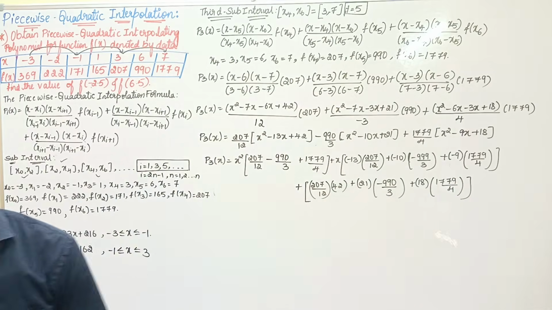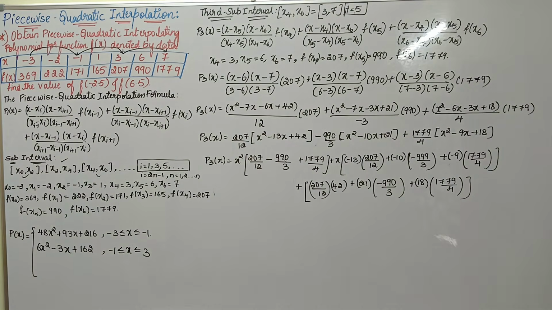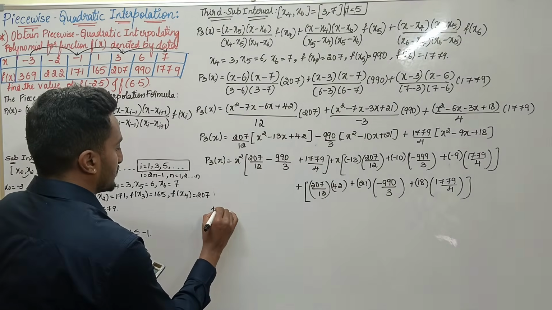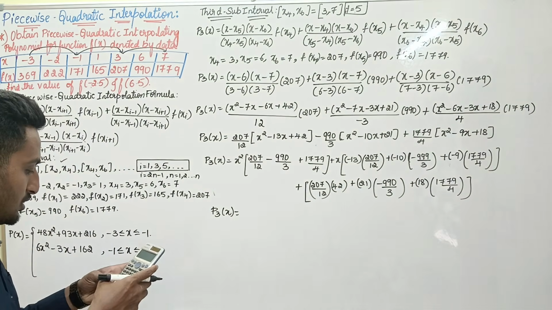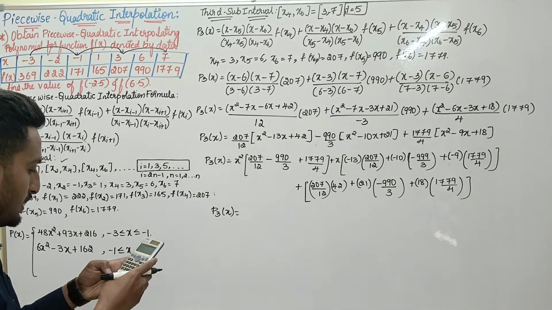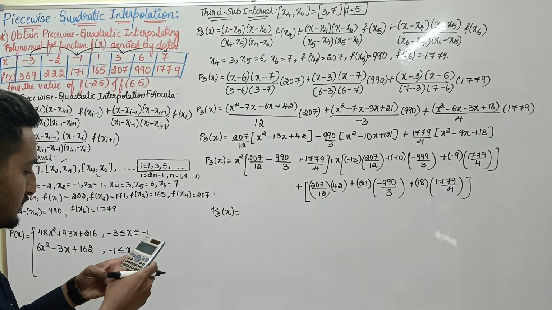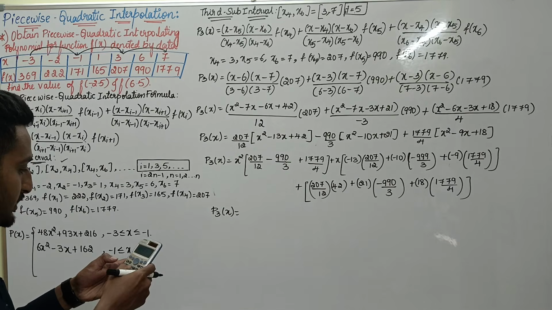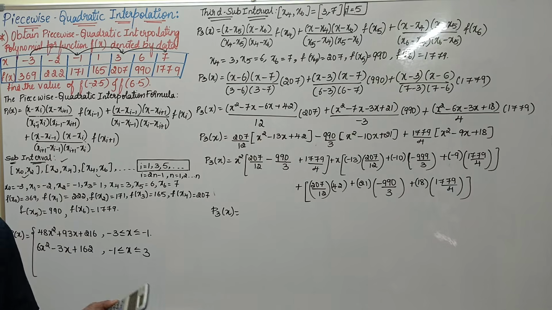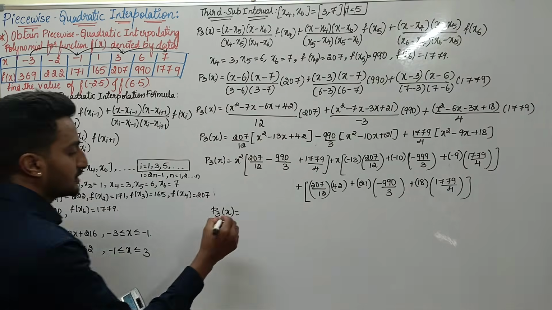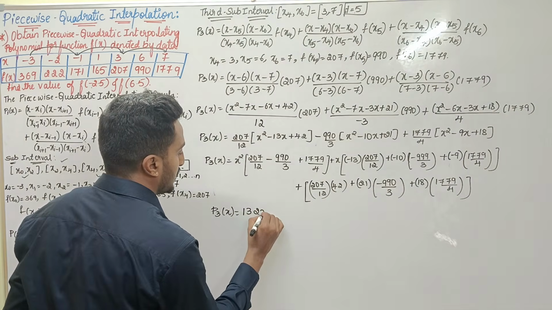Now let us use the calculator and simplify the conditions, that is P3 of x, the third, the last subinterval, that is 207 divided by 12 minus 990 divided by 3 plus 1779 divided by 4. We are going to get 132, that is 132 x square.